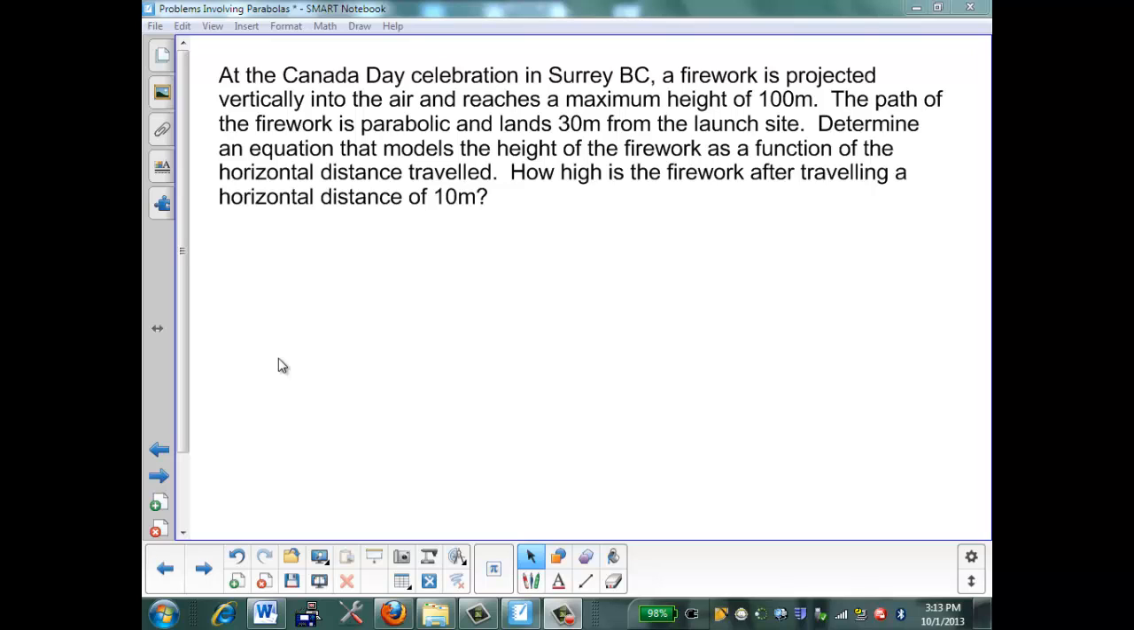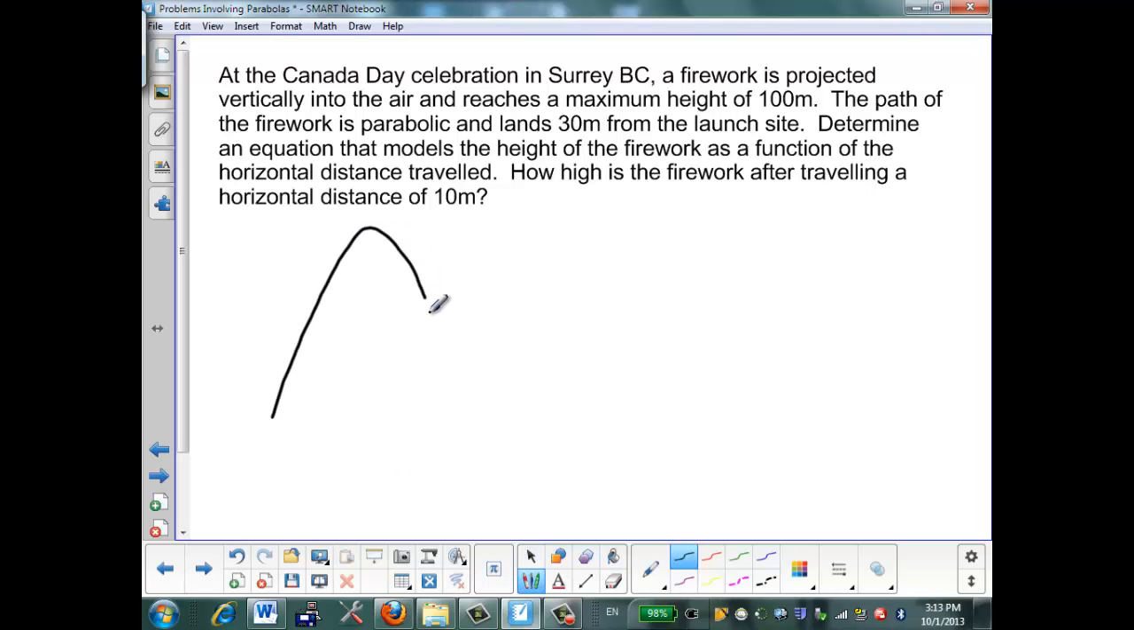In this video, we're going to look at how we could use what we know about parabolas to solve a problem. So the problem that we're worried about is when we've got a firework projected vertically into the air, we know that it's going to reach a maximum height of 100 meters, it's parabolic, and it's going to land 30 meters from our launch site.